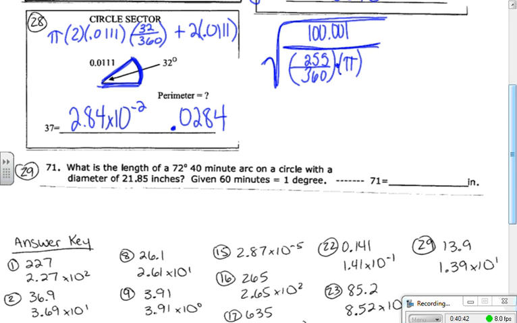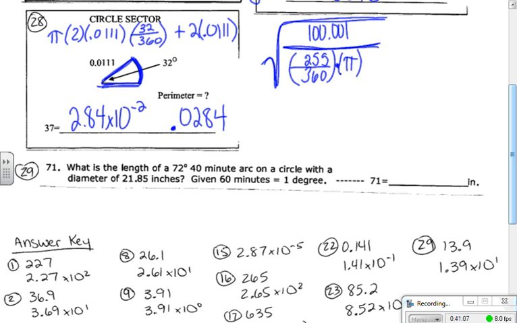Okay, last one, number 29. What is the length of a 72 40-minute arc on a circle with a diameter of 21.85 inches, and given the fact that 60 minutes is equal to 1 degree? So degrees can be broken up. If you have 1 degree, it can be broken down into 60 minutes, and then a minute can be broken down into 60 seconds as well.